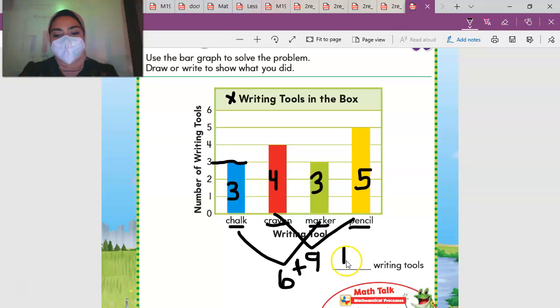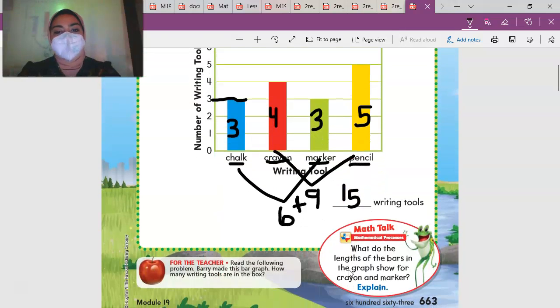15. Good job. So how many writing tools are in the box? 15. There are 15 writing tools in the box. When you add, really, it doesn't matter which order you add them in, just whatever order is easier for you. Okay?